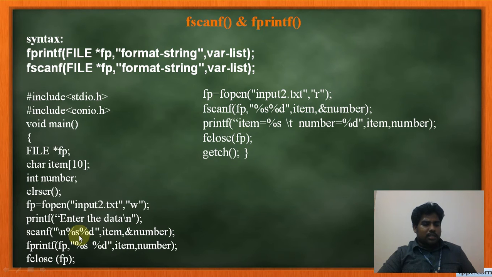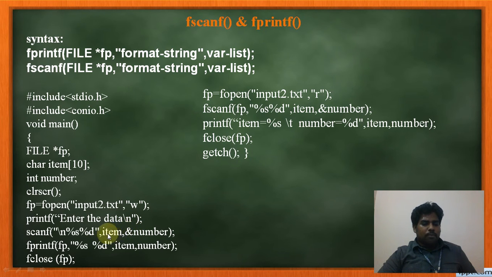This %s is the control string for this variable item, the character array. And %d is for the integer. It is the control string for this number. For a string, it's its base address, so we don't need to put the ampersand here. For an integer, we have to put the ampersand.